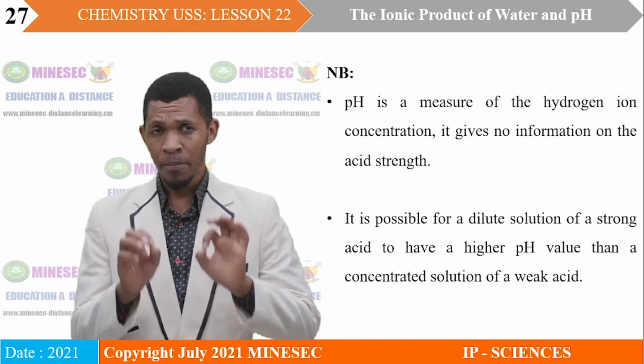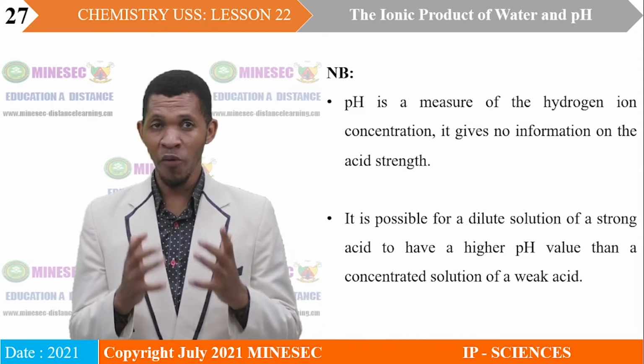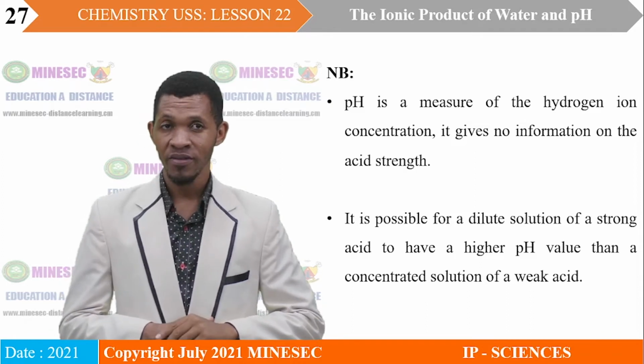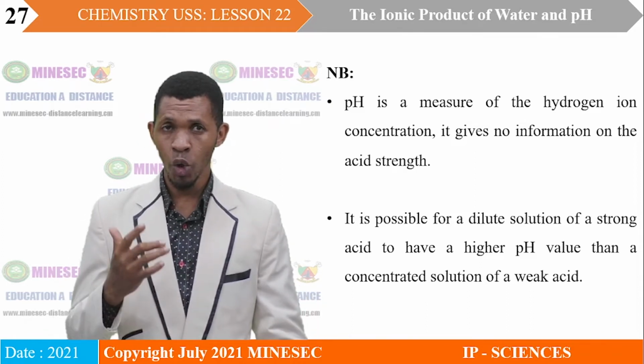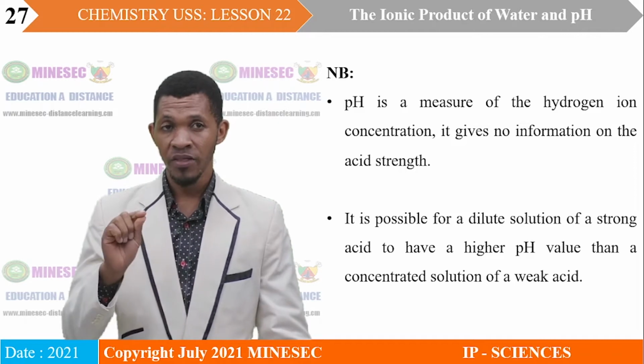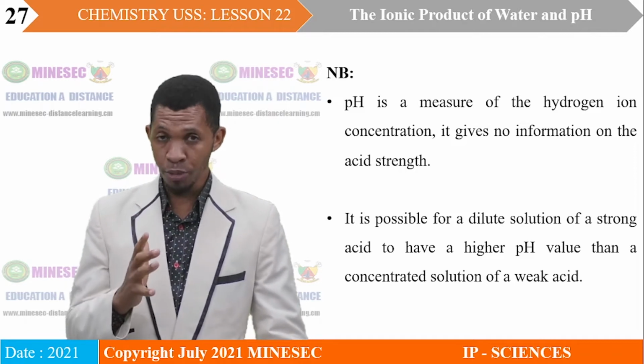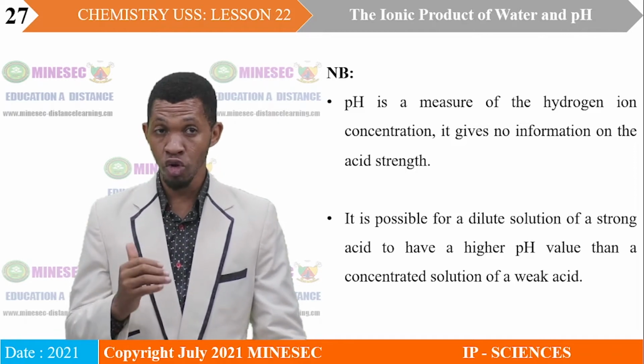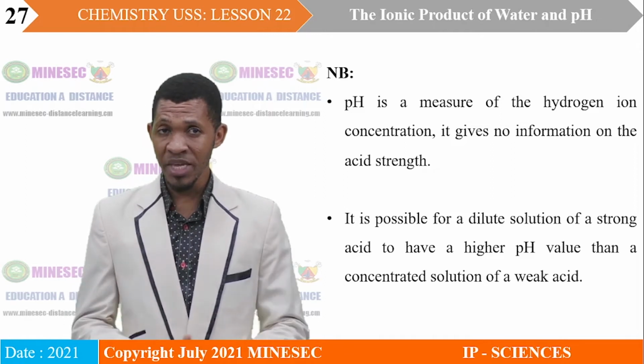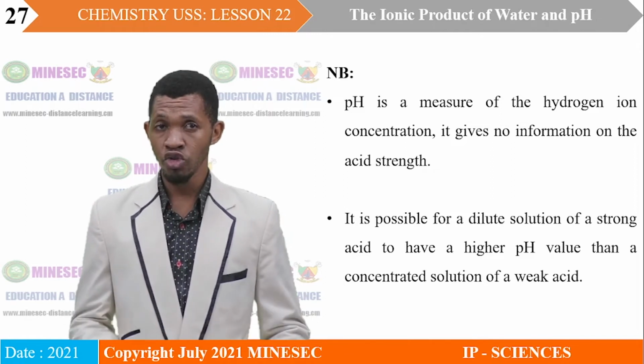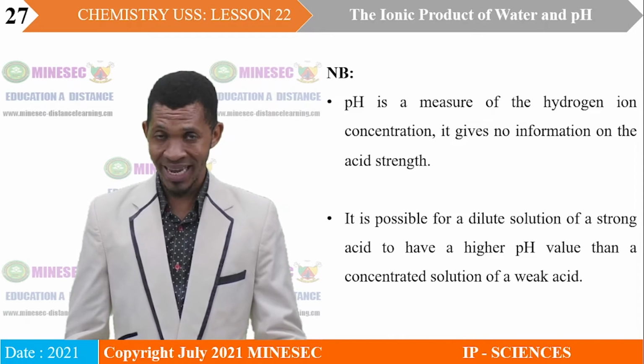I repeat, pH is a measure of hydrogen ion concentration. It gives no information on acid strength. This is because it is possible for a dilute solution of a strong acid to have a higher pH value than a concentrated solution of a weak acid.